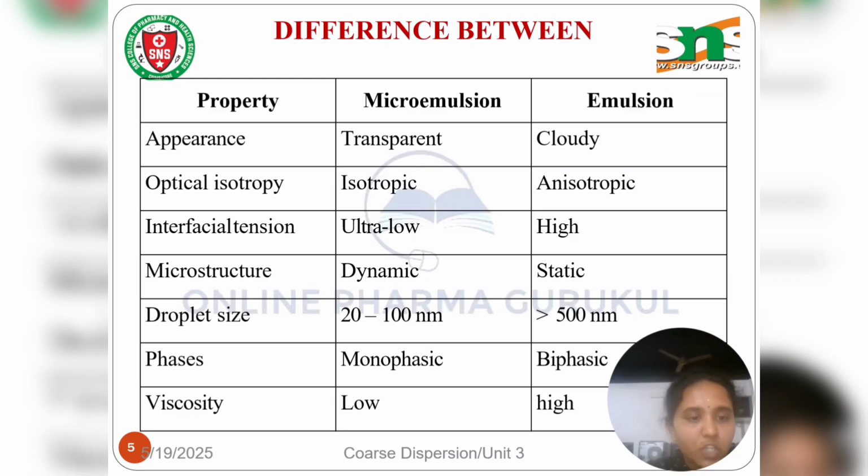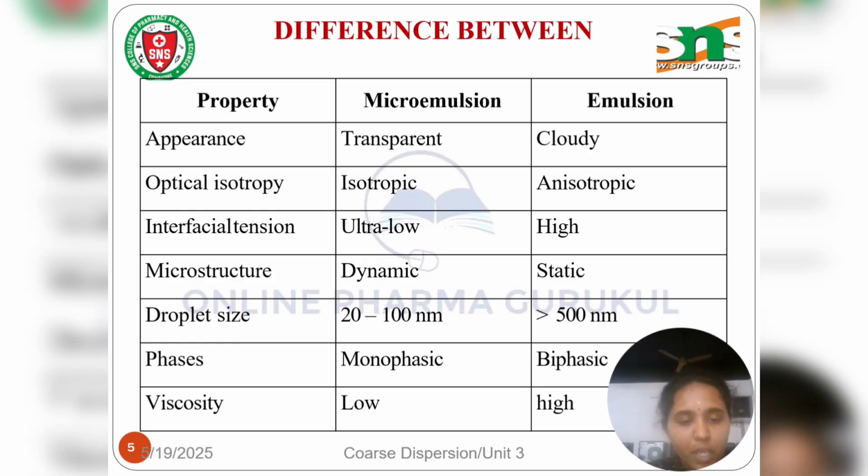appearance, optical isotropy, interfacial tension, microstructure, droplet size, phase, and viscosity. In microemulsion, the appearance is transparent. In emulsion, it is cloudy. In optical isotropy, microemulsion is isotropic in nature. Emulsion is anisotropic. Interfacial tension in microemulsion is ultra low, and in emulsion it is high. The microstructure of microemulsion is dynamic. In emulsion, it is static.